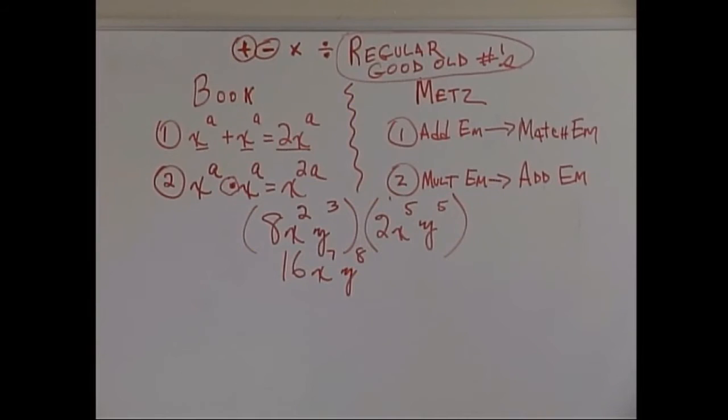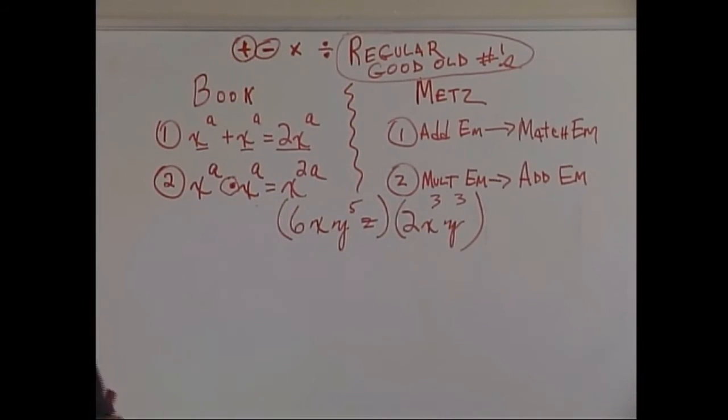Once again, notice what I've been trying to show you. The 8 and the 2 are regular good old numbers. To multiply them, we get 16. x to the 2 times x to the 5 is x to the 7. 2 plus 5 is 7. This 3 plus 5 is 8. Why? Because exponents are weirdos, and to multiply them, you add them. But don't mess up the regular good old numbers.